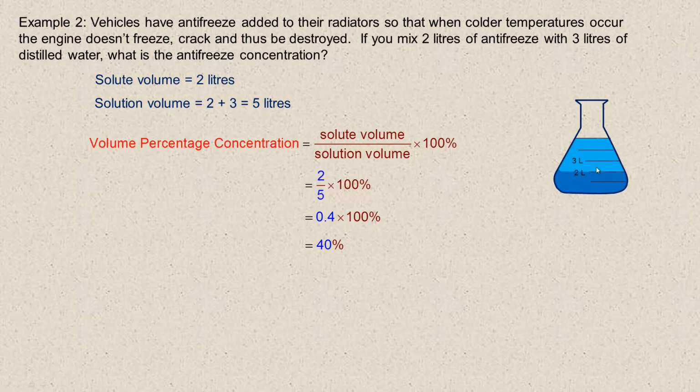So this is what's in the radiator. There's 5 liters of liquid there. 40% of it would be antifreeze, and actually 60% would be water, because those two percentages have to add to 100%. But it would be 40% antifreeze. That would be the volume percentage concentration of the antifreeze.